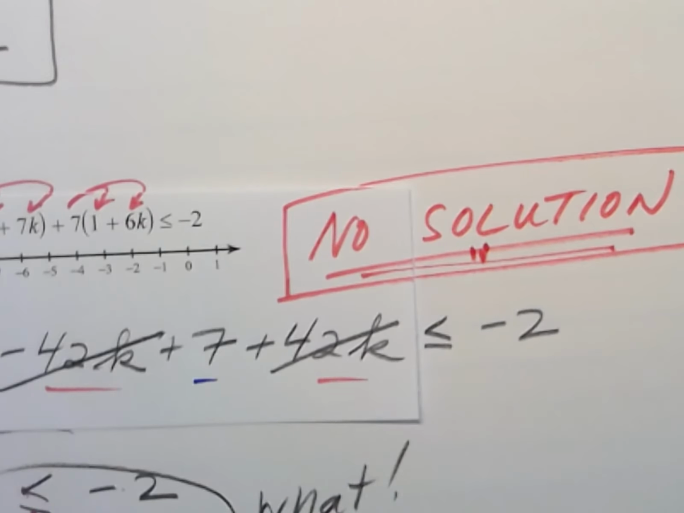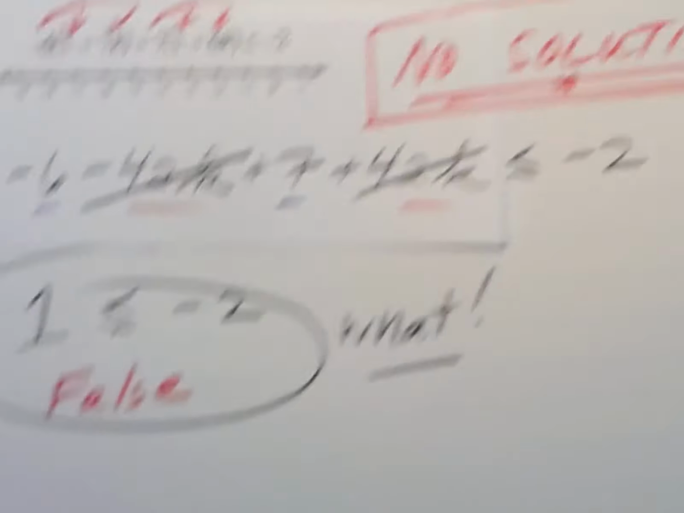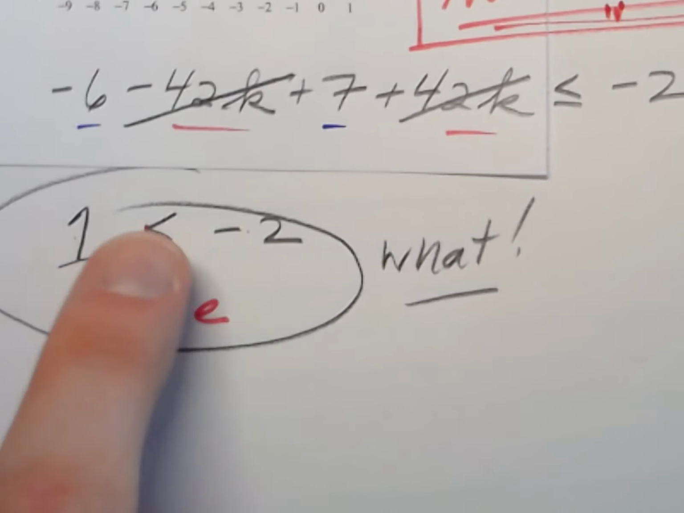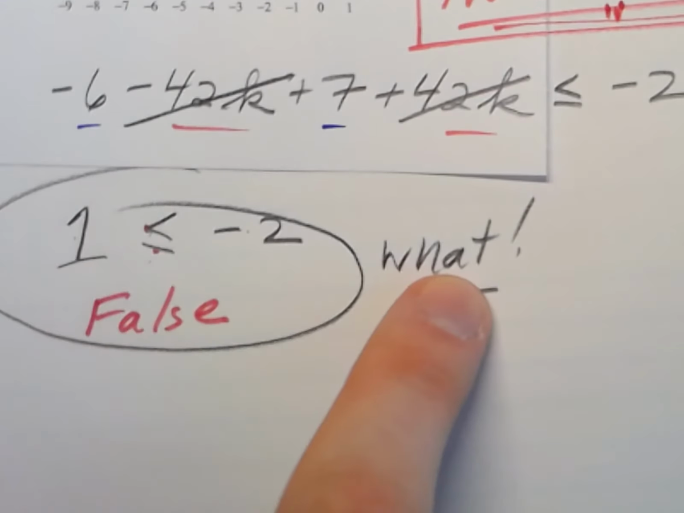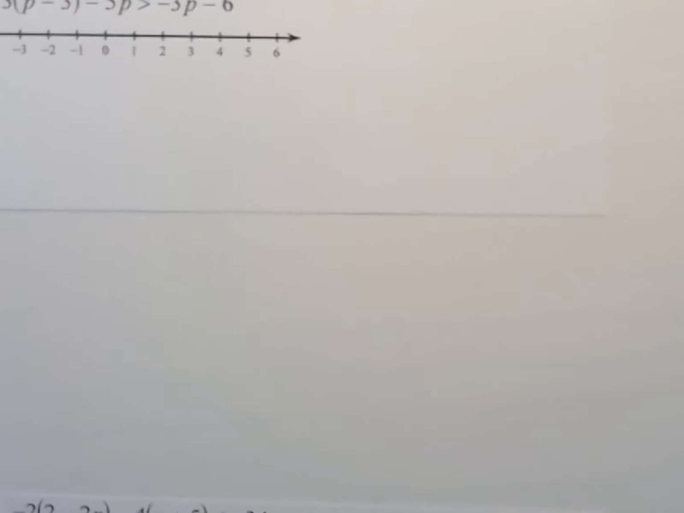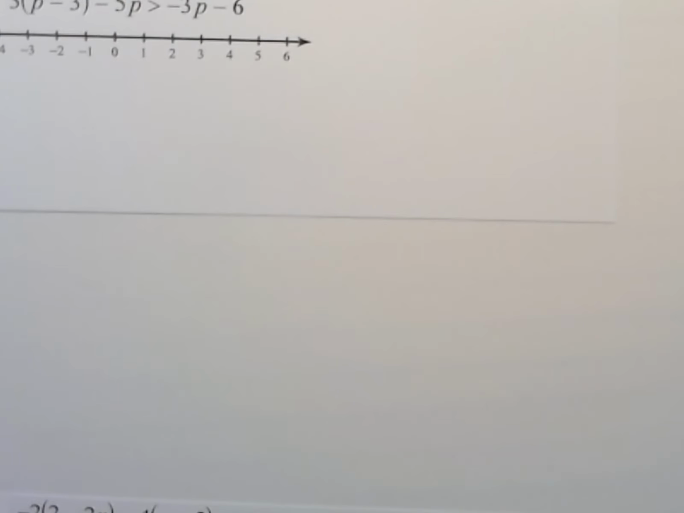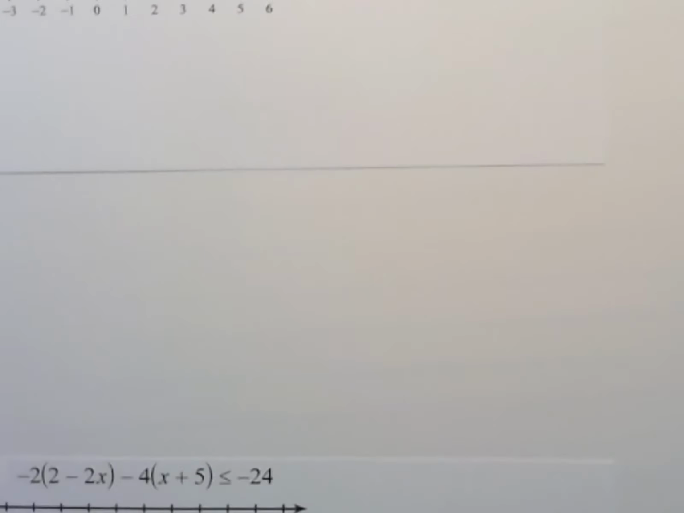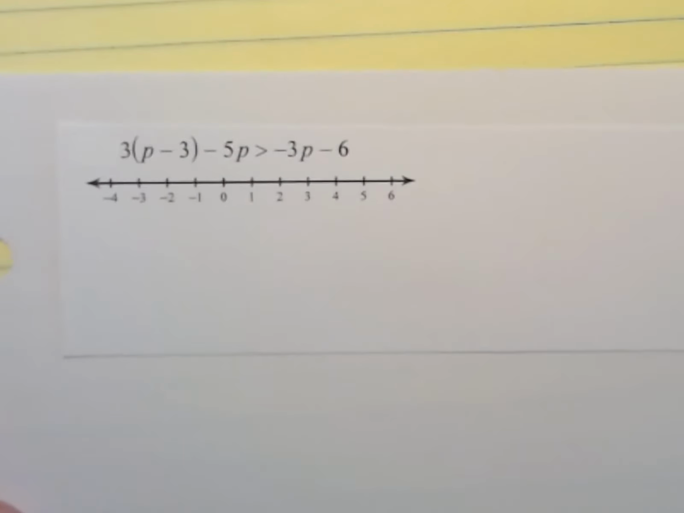Okay? No solution, because we got a false statement here. 1 is less than or equal to negative 2. What? That's false. Okay. I'm going to skip this last one. We're going to do 2 more.